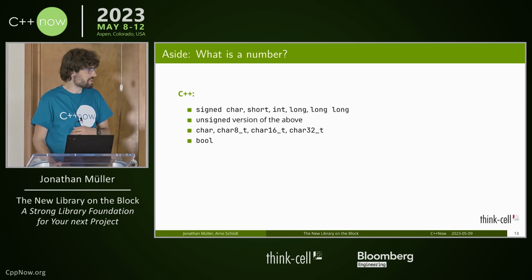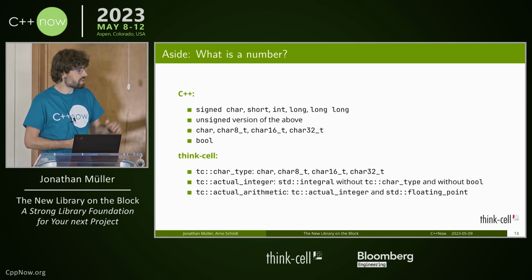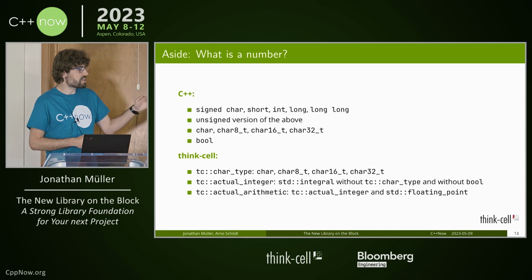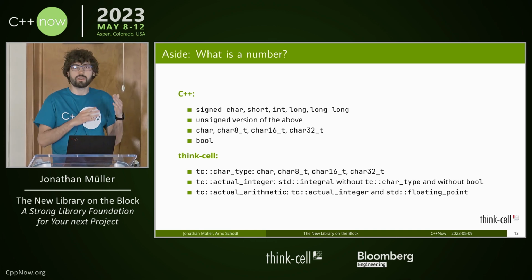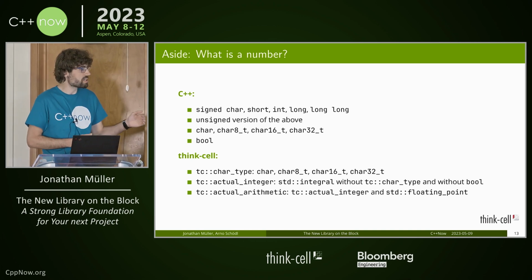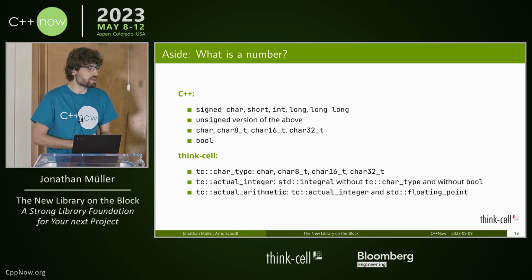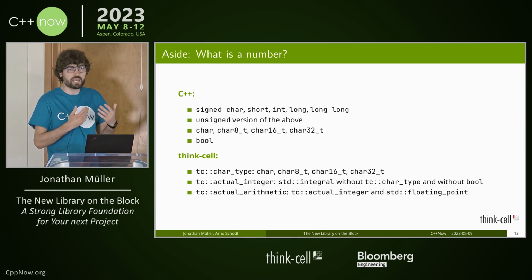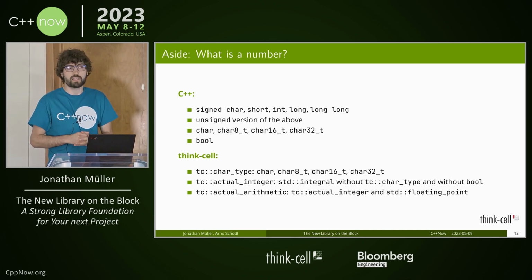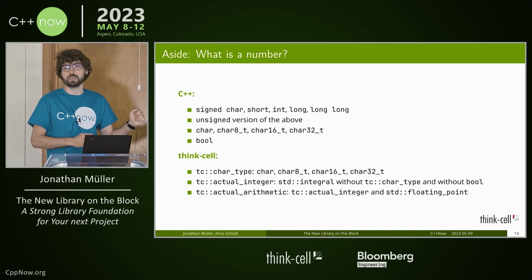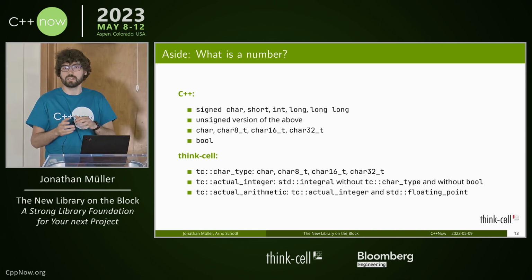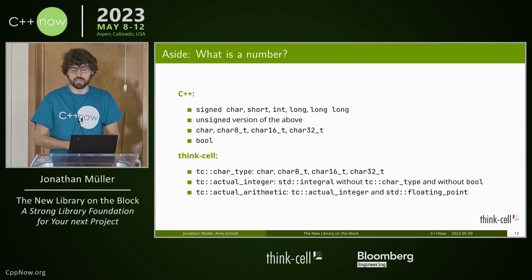Bool isn't an integer. So at Thinkcell, we have used different concepts. So we've got the char type concept, which are just the character types, and then the actual integer concepts. Those are the integers, but not char type and not bool. So actual integer types. And then actual arithmetic are actual integers and floating point. And when I say explicit cast can convert between numbers, I mean actual arithmetic types. So you cannot use explicit cast to cast a bool to an integer.